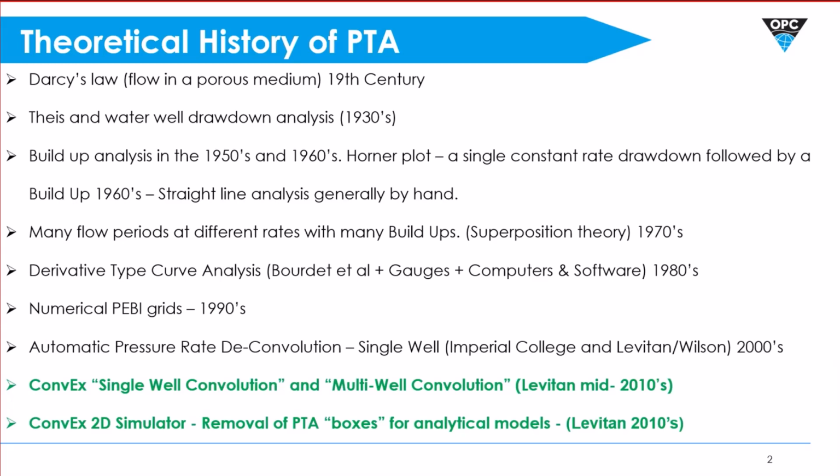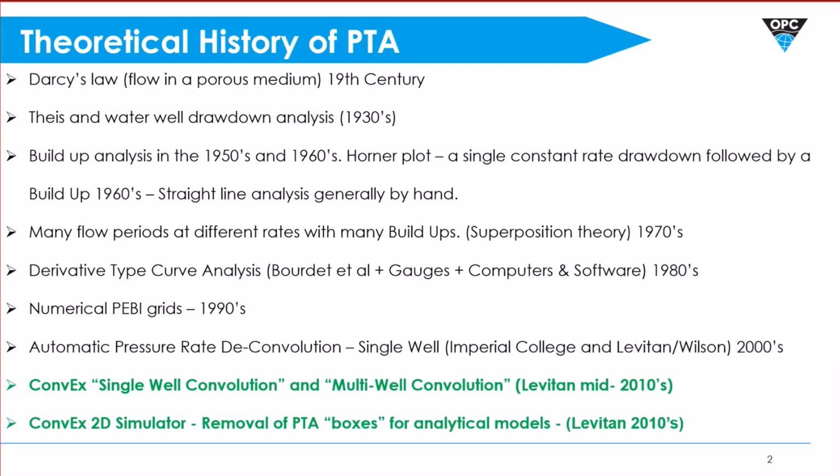In the 1970s, superposition theory was invented. And this was to handle more real data that had many flow periods at different rates with many build-ups. There was a big advancement in the 1980s through the improvement of gauges, computers, and software, and Bourdet and others developed the derivative type curve analysis. And this was a fantastic development, as the derivative really allows us to see clearly the flow regime signal.